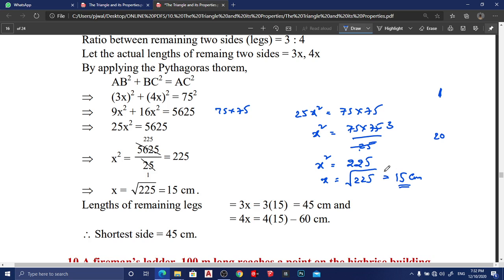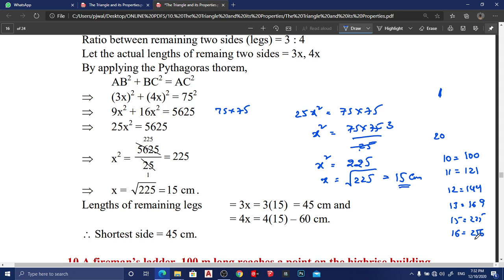Because 15 into 15 is 15 square, which is 225. Okay, like that, for example, what is the square of 10? 100. Square of 11 is 121. Square of 12 is 144. Square of 13 is 169. Square of 15 is 225. Square of 16 is 256. Like that, you have to remember all the squares of the numbers. Okay, then you can find it.